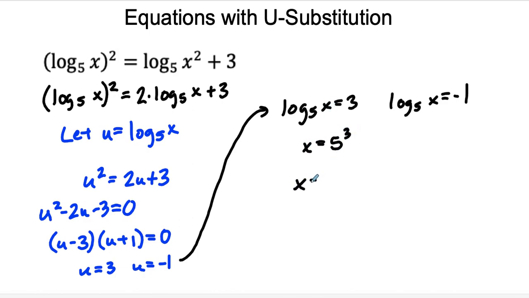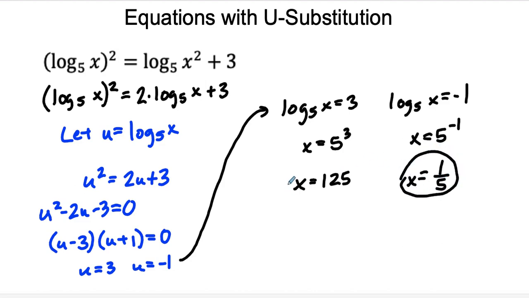So we know that 5 cubed, 5 times 5 is 25, times 5 again, is going to give us 125. And then here, I'm going to have x equals 5 to the negative 1. Well, 5 to the negative 1 is just the same as 1/5. So we have two answers. Notice these are both positive, so they work fine with the logarithm, and we're done with this first one.